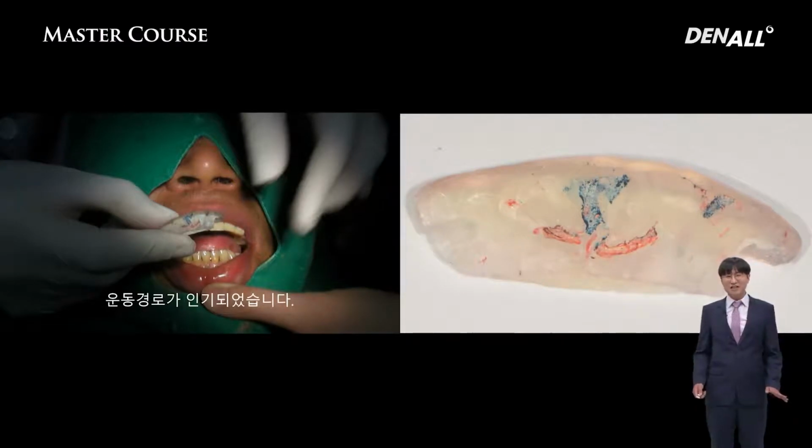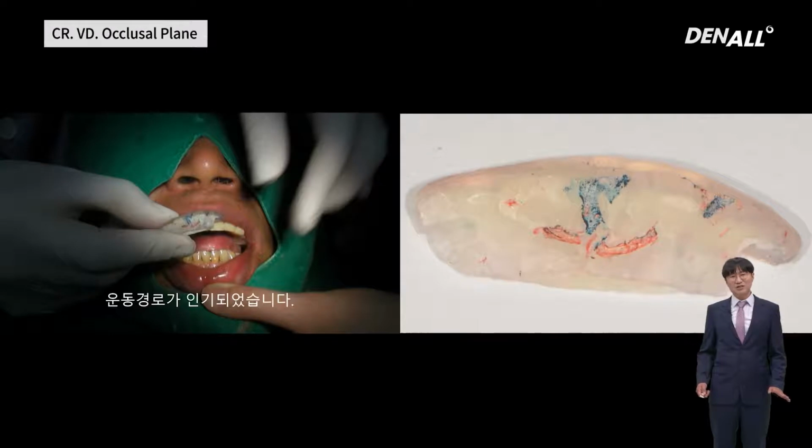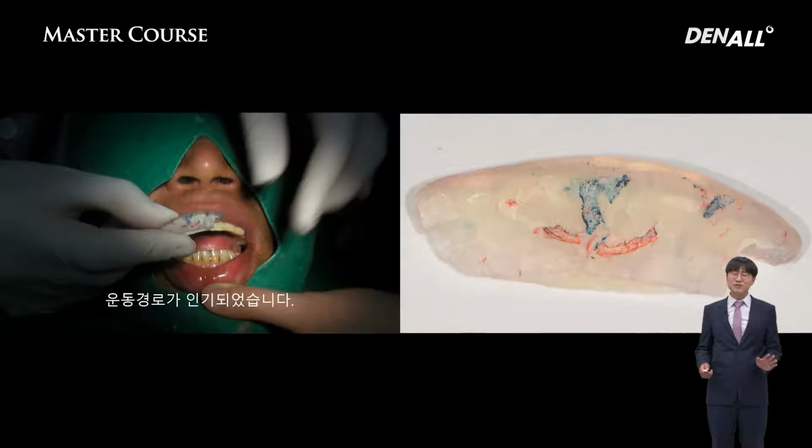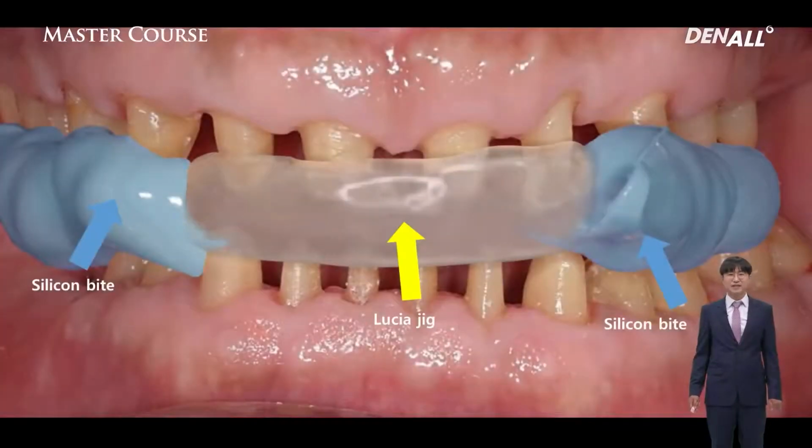I talked about CR and we don't have a lot of time today. I believe you learned CR, MI, or CO in dental school, but there are some confusion in understanding them. If you come to the master course, those will be explained in detail. For full mouth rehabilitation, I use Lucia jig quite actively.